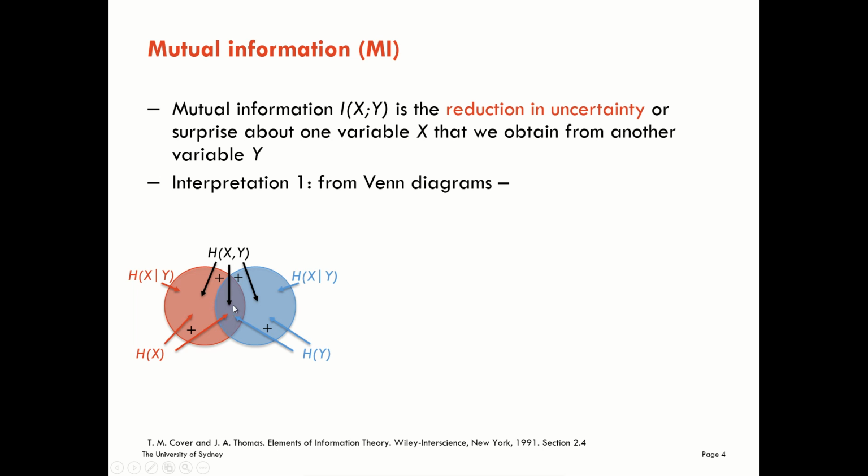So there was a hint, effectively, that the crossover area here was what the two variables had in common. And that is exactly what the mutual information quantifies. It quantifies here the reduction in uncertainty about x, given that we already know y. It's this part that is the reduction.